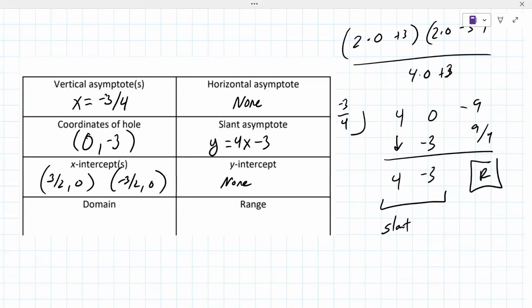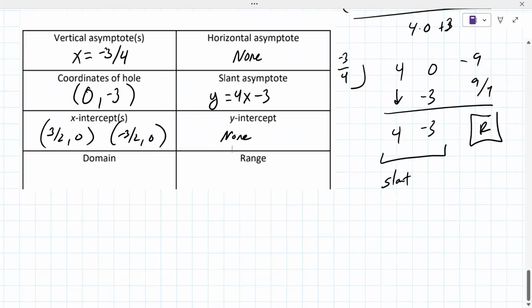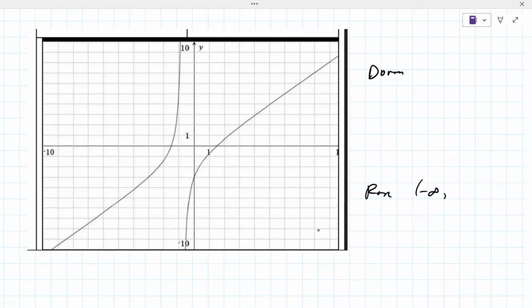The domain and range is actually much easier this time because there's no gap. You don't have to find the max. So the domain you'll have to work on, but the range is minus infinity to infinity on this one. The domain you'll have to work out a little bit more.